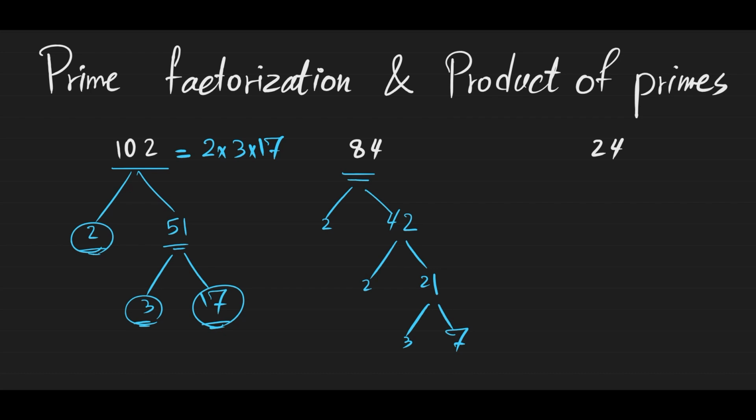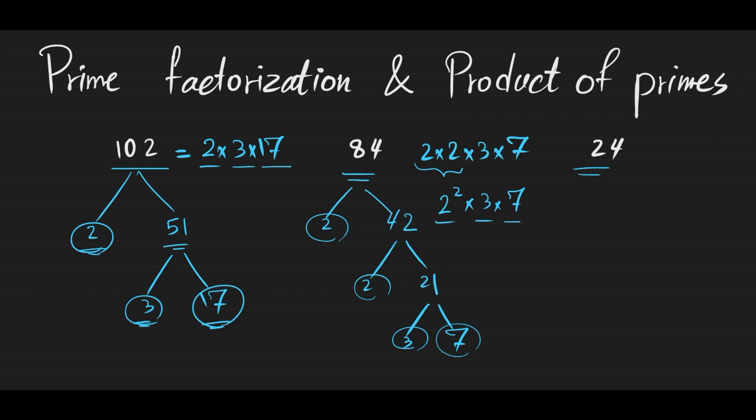So now what we can see is that at the end of each path, we have a prime number. 2, 3, and 7 are all prime numbers, so we can't go any further. This is the prime factorization, and the product of primes is going to be 2 times 2 times 3 times 7. Now when we have multiplied factors of the same prime number, we can rewrite this as 2 squared times 3 times 7. And we always want to list our factors in ascending order, so smallest factor first up to the largest factor.